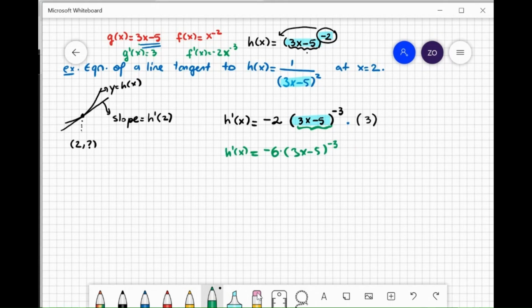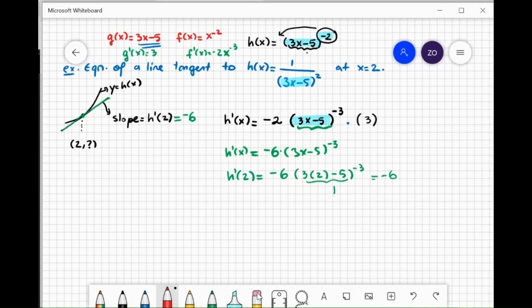Now we need to evaluate this at 2, because we would like to find the slope of the tangent line at 2. So plug in 2. 3 times 2 is 6, minus 5 is 1. 1 to any power will be 1. So this is simply negative 6. So we found the slope as negative 6.